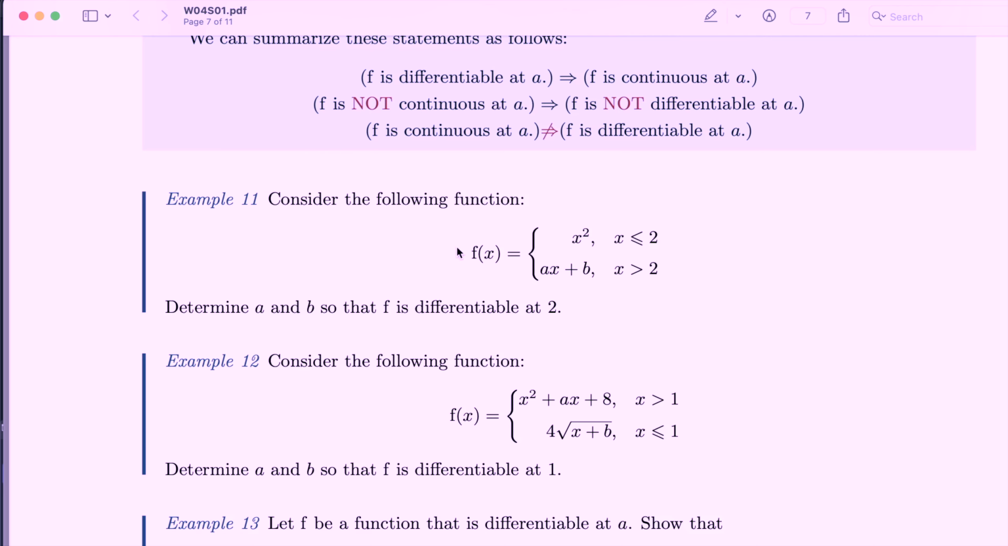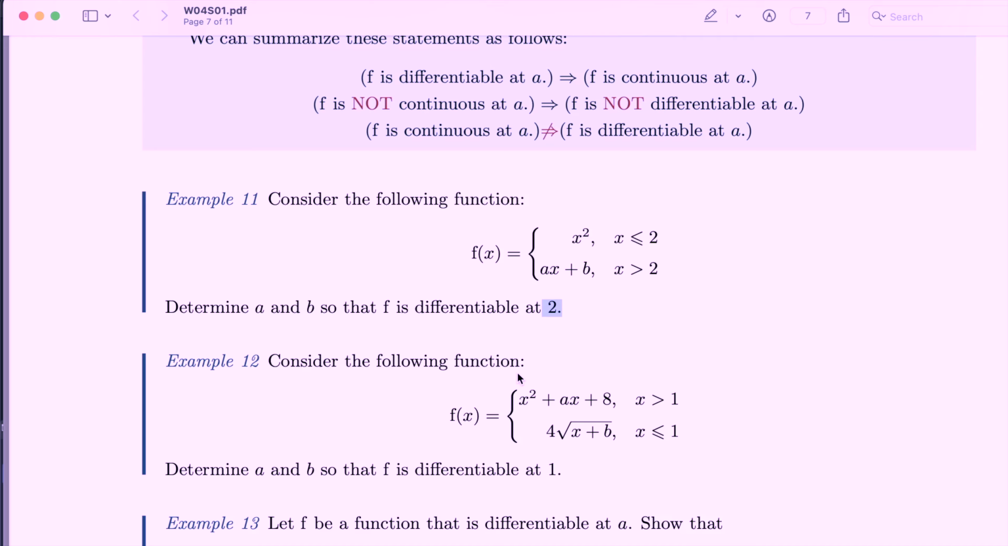So consider this function. Determine a and b so that f is differentiable at 2. So I want to tell you something. How many unknowns do you see in this problem? X is a variable. By unknowns, I mean what I want to find. What are they? Two of them: one is a, one is b.